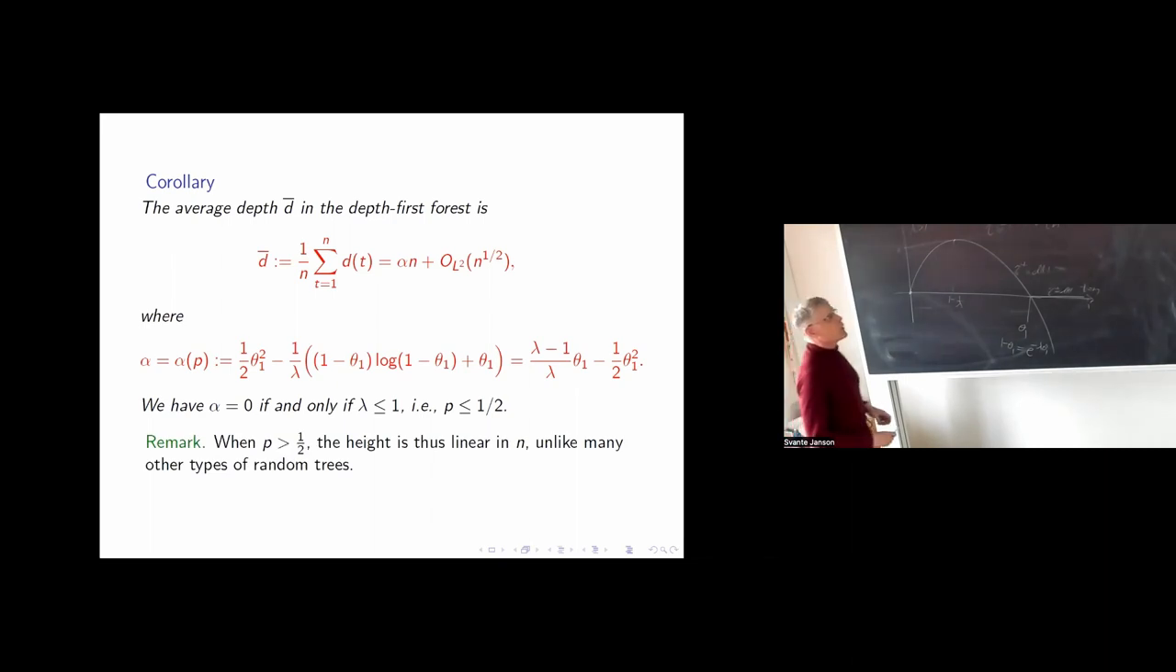So one thing we can notice here is that the trees we constructed this way, if p is bigger than half, so lambda is bigger than one, the height will be a positive number times n, so the height will be linear in n, which is a bit unusual. I mean, we are mainly used to random trees which have heights which are logarithmic or root n or maybe some other power. Of course, this means that this maybe is not very efficient if you really want to construct this tree and use it explicitly for some purpose. It may be very slow for an algorithm.